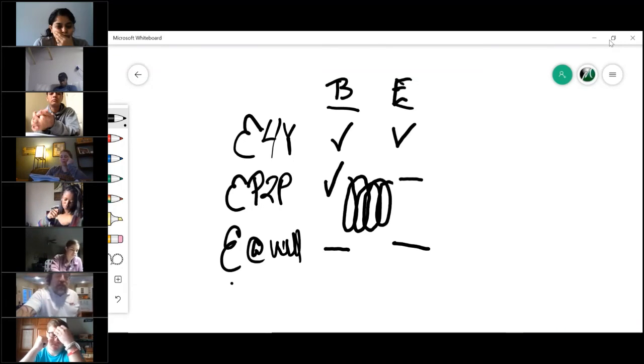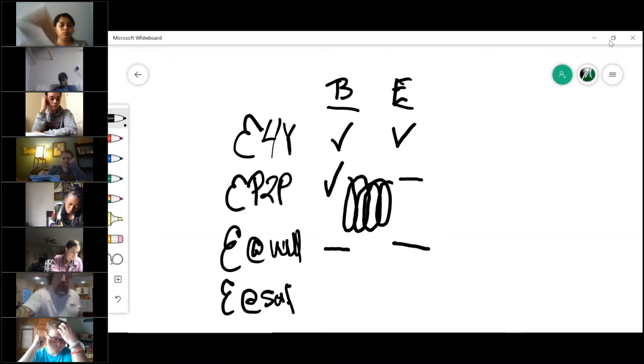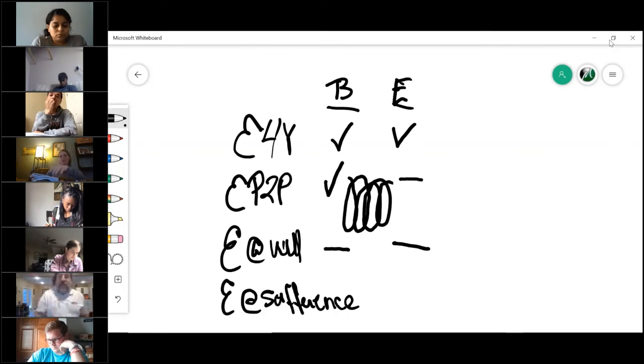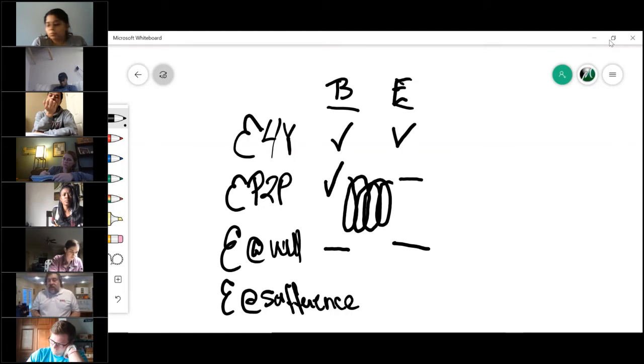Now, the last one is really, in my opinion, not really a lease. It is called an estate at sufferance. An estate at sufferance. This is where the landlord is suffering, typically because of the holdover tenant that is still there.